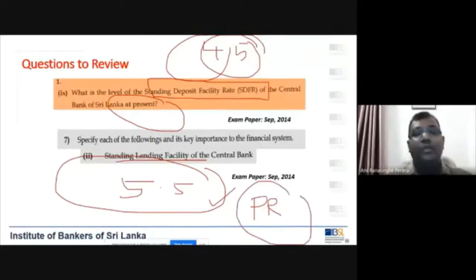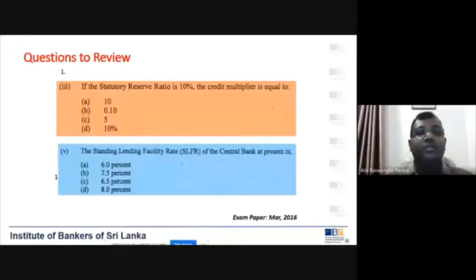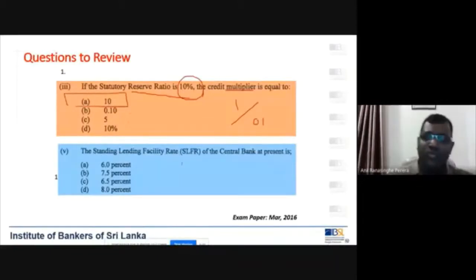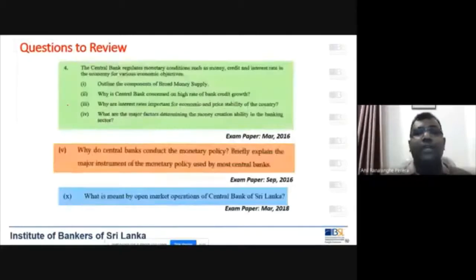Okay? And here, very similar questions are there. Now remember, I gave you this question. Statutory reserve ratio is 10%. What is the credit multiplier? So it's a matter of 1 divided by 0.10. So the answer is 10. Remember? So we have done these things in the class, and there are some money related questions.